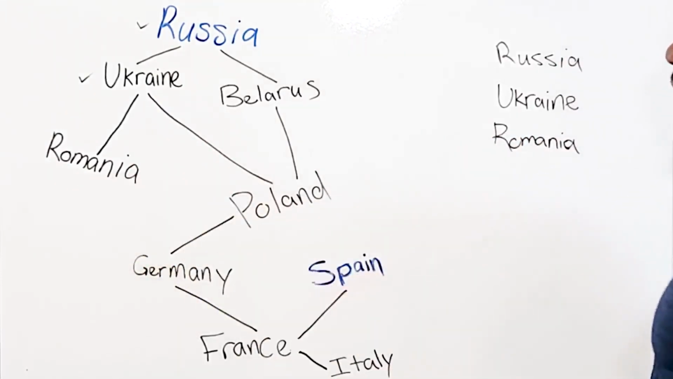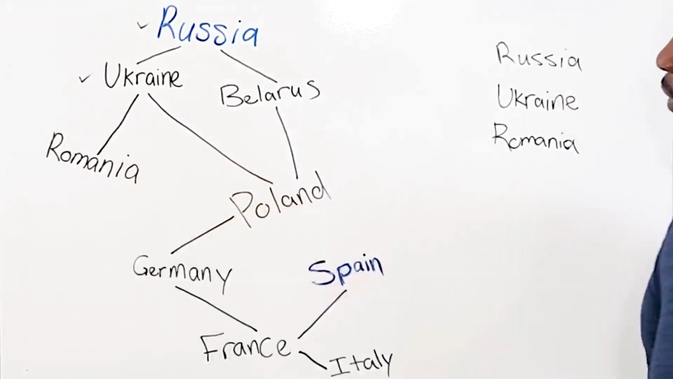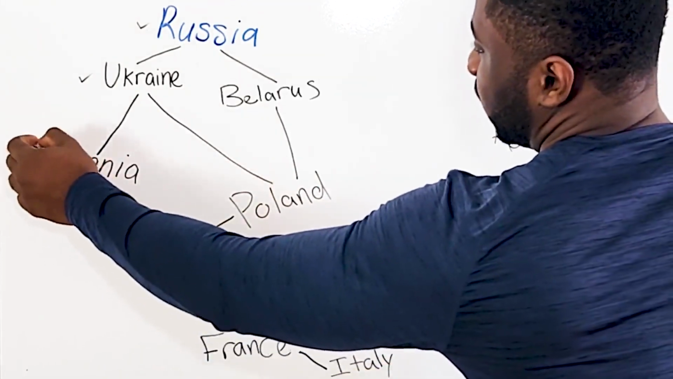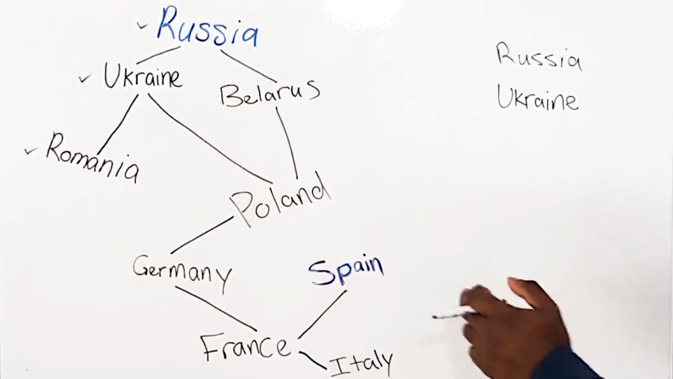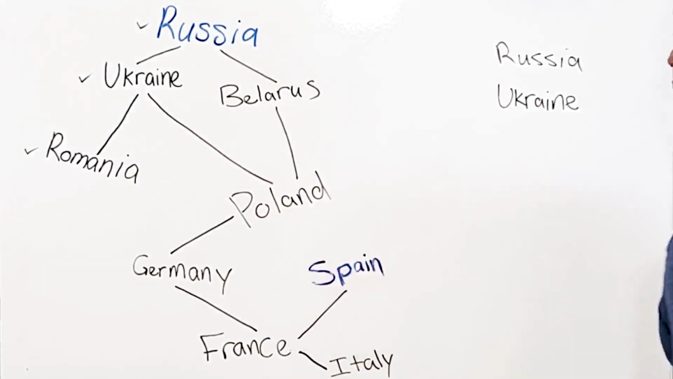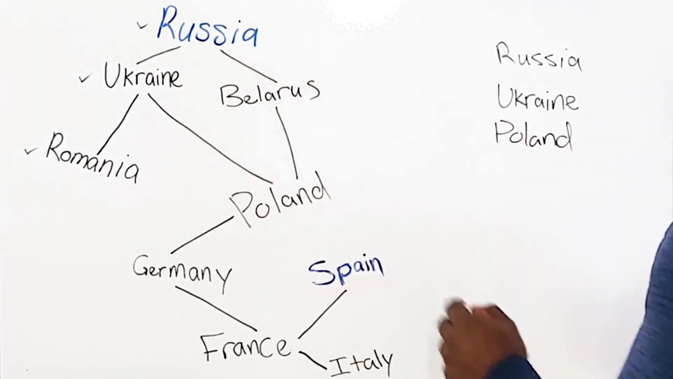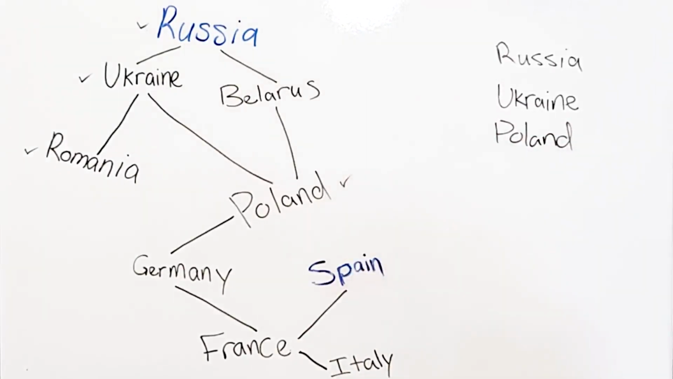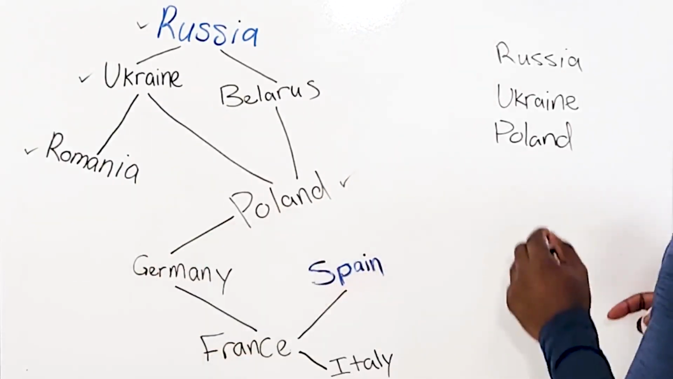Once we get to Romania, we realize that we can't go any further. So then we go back to Ukraine. So we remove Romania from our stack. And then once we're at Ukraine, we're going to find the next connection to Ukraine, which is Poland. And then after visiting Poland, we realize that Poland only has one connection, which is Germany.